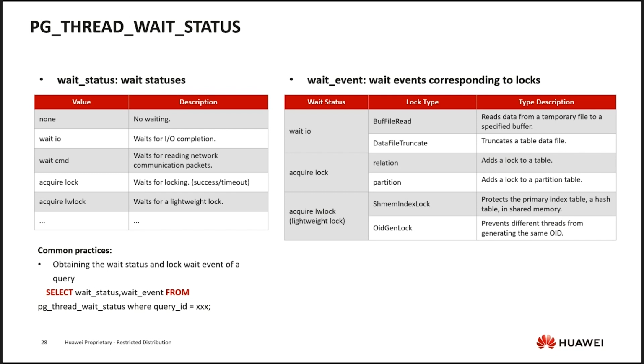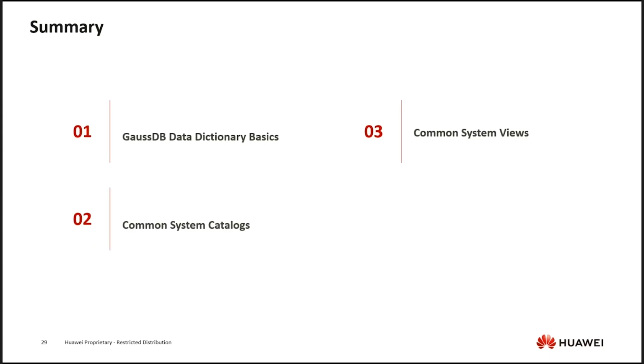The table on the right lists types of waiting events. To sum up, we have learned some common system catalogs and system views. Each of these has its own set of fields and information, and you can view these catalogs and views when necessary.